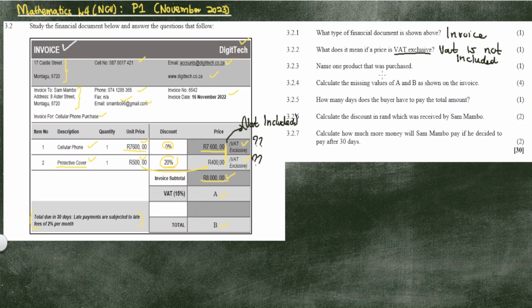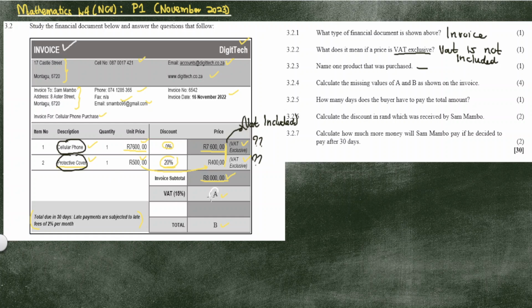Now, name one product that was purchased. Obviously, it's the cellular phone or the protective cover. Any of the two would be the right answer. Now, calculate the missing values of A and B as shown on the invoice. All right. Okay.